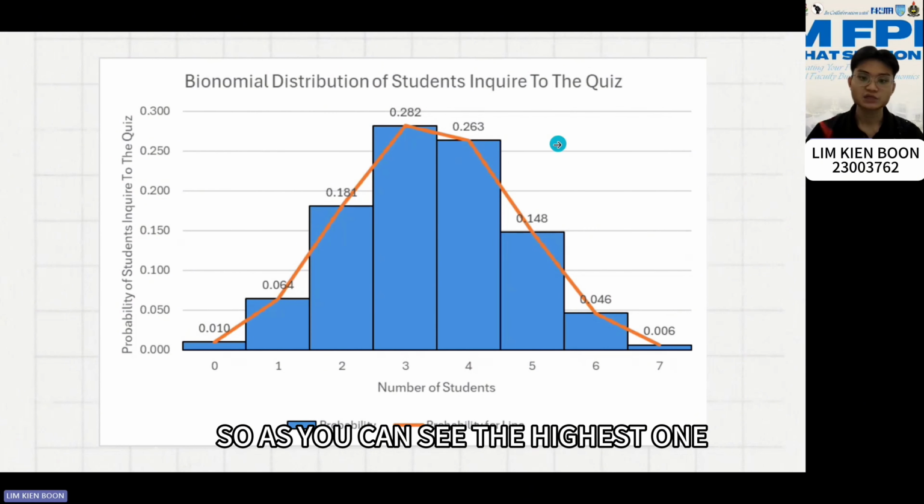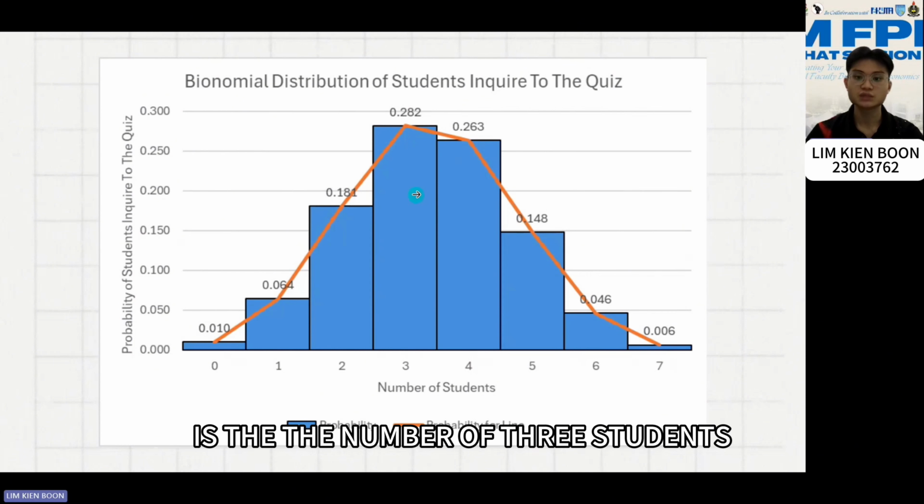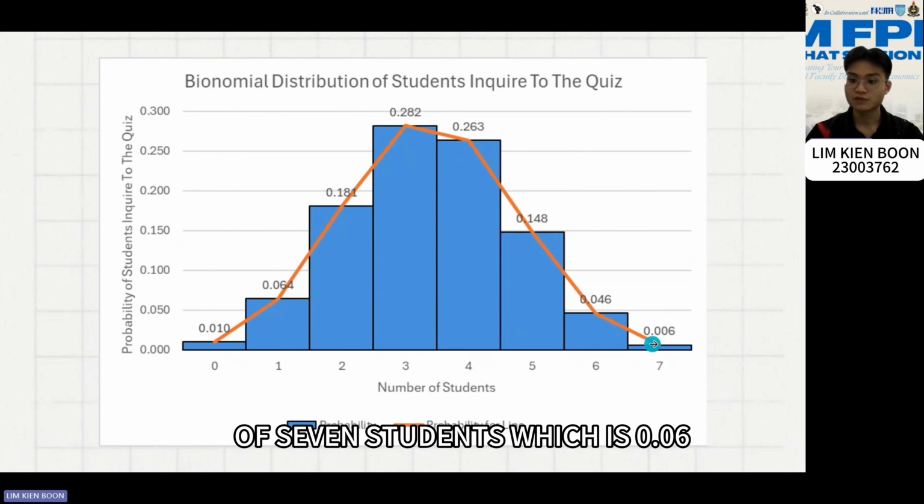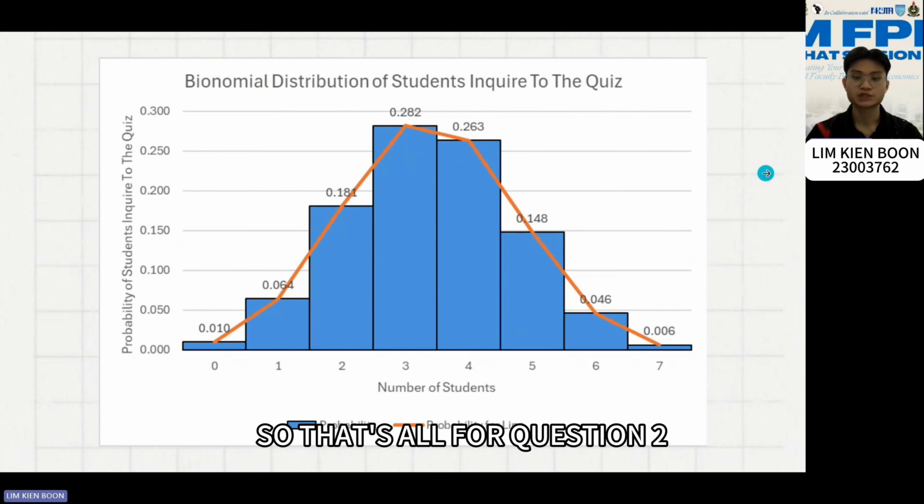As you can see, the highest one is 3 students inquiring about the quiz, which is 0.282, and the lowest probability is for 7 students, which is 0.06. So that's all for question 2.